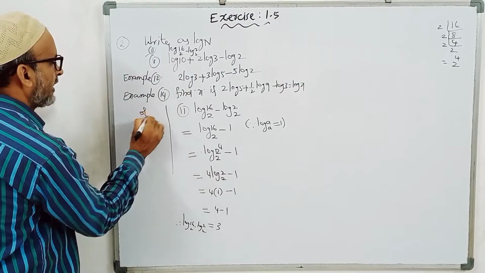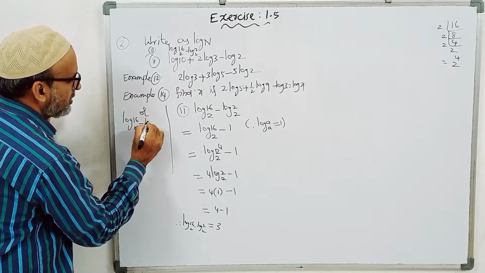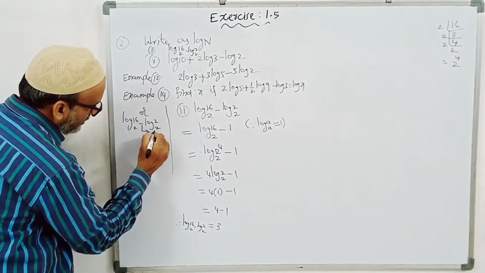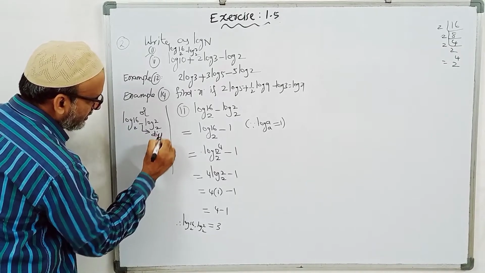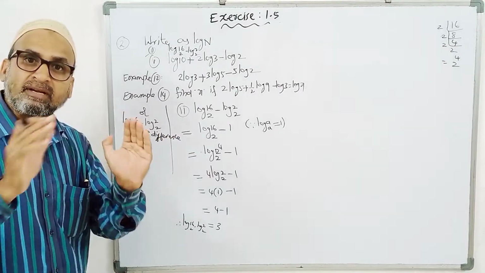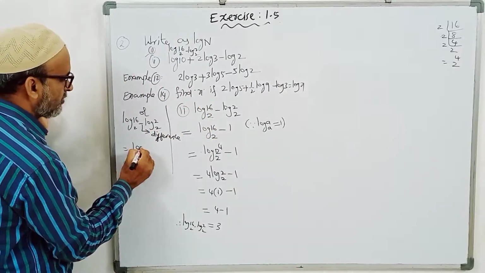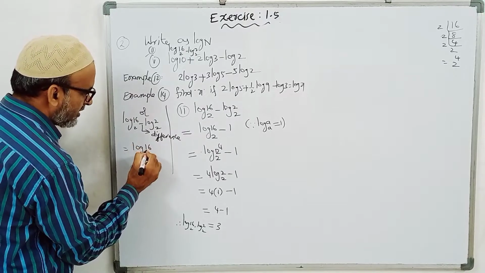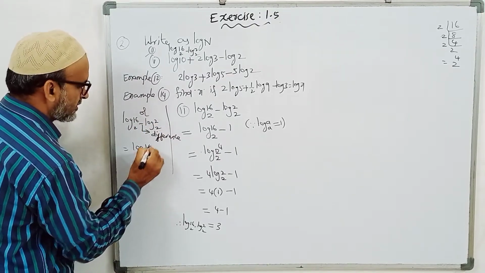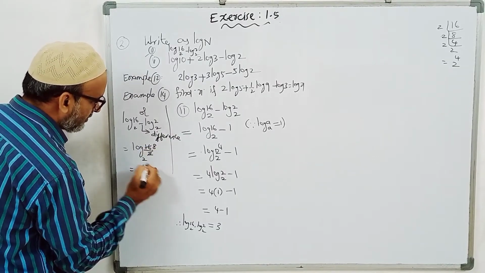Or another method: logarithm of 16 base 2 minus logarithm of 2 base 2. This is a difference of logarithms. Difference means minus. Subtraction can be converted to what? Division. So this is equal to logarithm of 16 divided by 2 base 2. 2 ones are 2, 2 8s are 16, so it is equal to logarithm of 8 base 2.